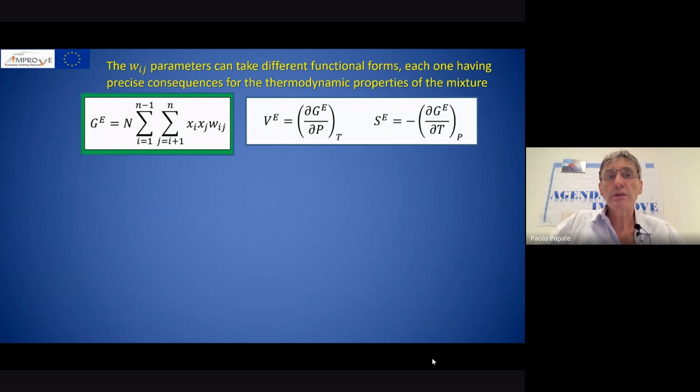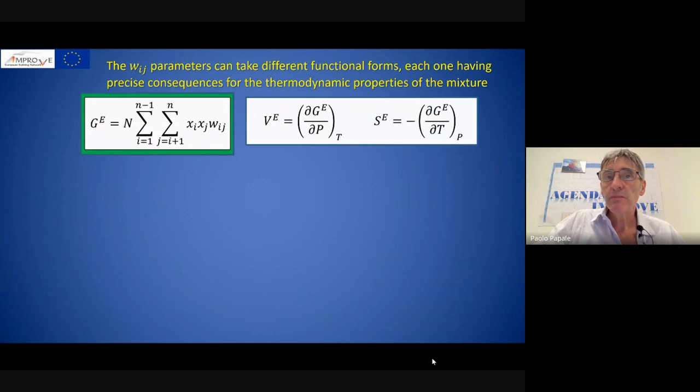The reasoning is entirely similar for the temperature dependence of the binary interaction parameters. If such parameters do not depend on temperature, then the excess entropy of the mixture is 0, while it will be non-zero in the opposite case. Note here that the concept of real mixture, that is, a mixture with non-zero excess Gibbs energy, does not imply necessarily non-zero excess volume or entropy.